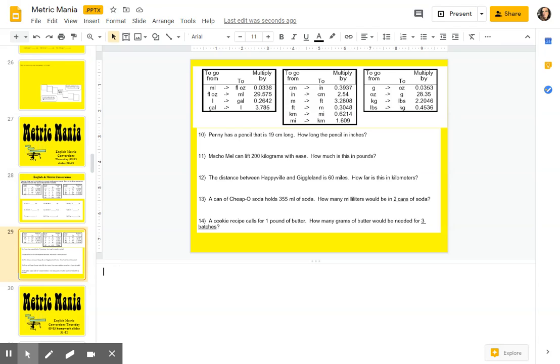On number 10, Penny has a pencil that is 19 centimeters long. How long is this pencil in inches? So you're going from centimeters to inches. You're going to take that given number, 19 centimeters, times 0.3937. Enter. You get 7.4803.